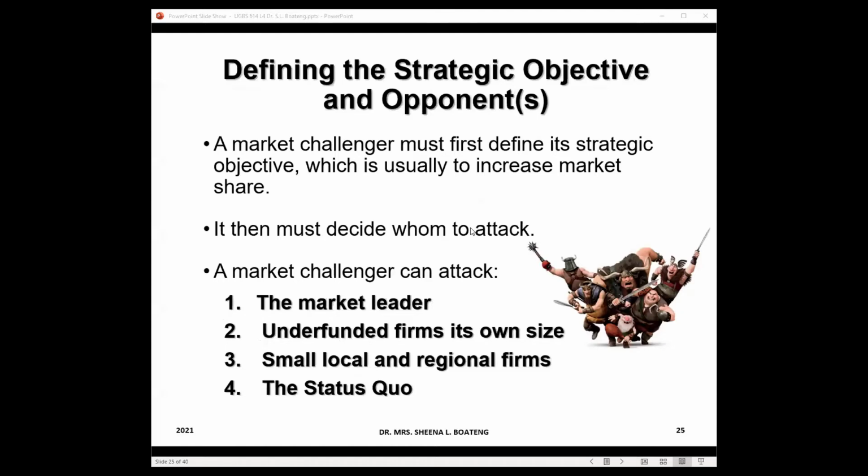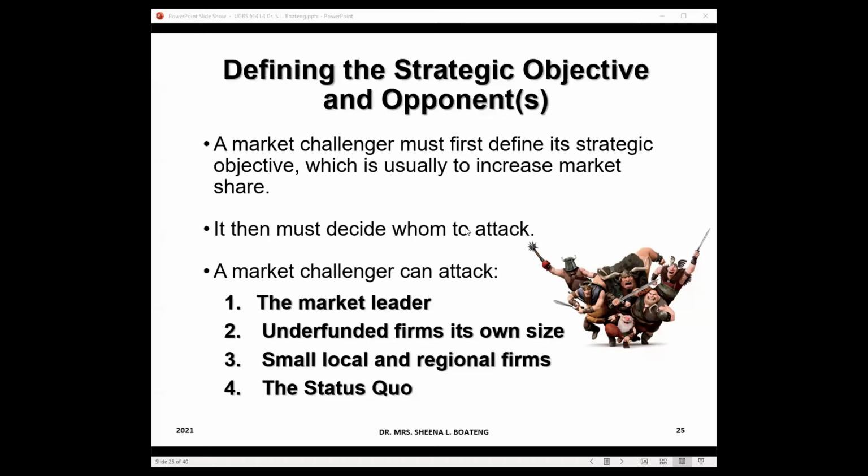Now, the first thing in terms of competitive strategy when it comes to the market challengers is defining the strategic objective that they are going to pursue by means of this competitive strategy that they want to embark on, and the specific opponents that they would want to go after. Now, this is because the market challenger is not as powerful as the market leader, and therefore they do not have the resource strengths, as well as the various advantages we talked about in terms of product innovation, distribution capacity, among others, to be able to compete on all fronts like the market leader would.